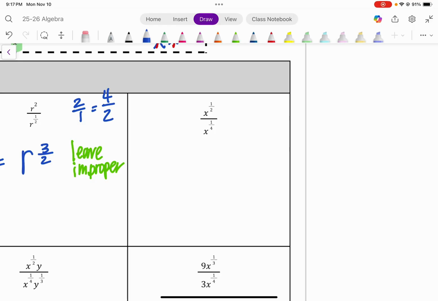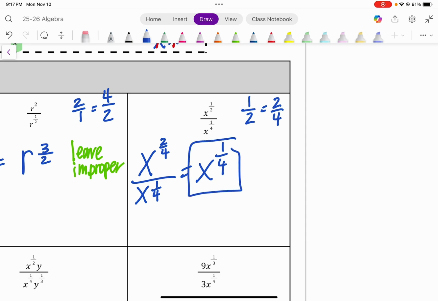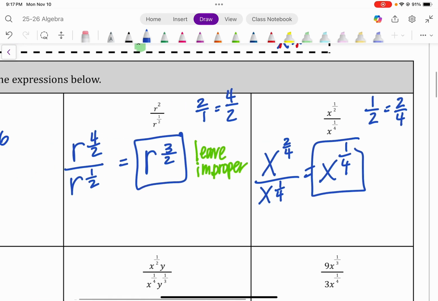Okay, now we've got 1/2 and 1/4, and we need a common denominator. So we're going to turn that into 2/4. Now I have x to the 2/4 divided by x to the 1/4. So that's x to the 1/4, and that's my final answer. I should be boxing these in.